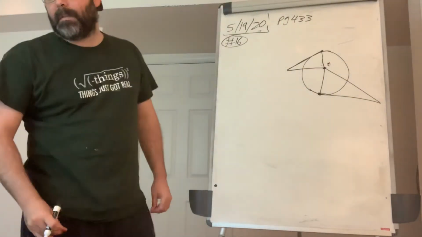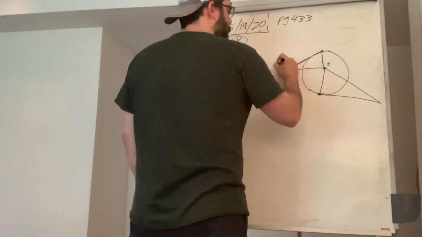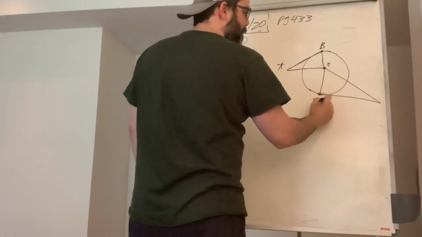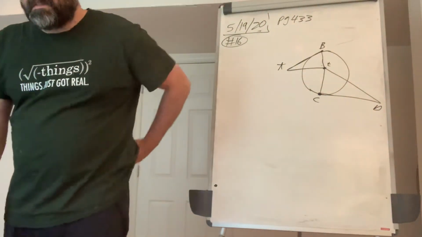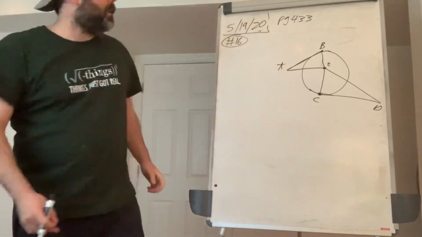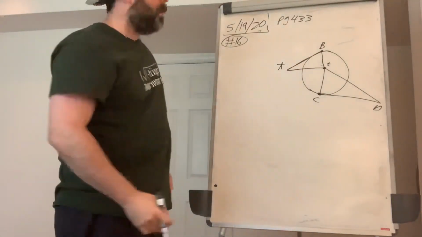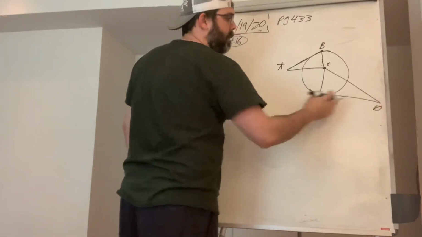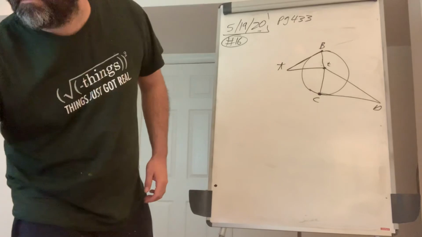Okay, we have circle T. This is A, B, C, and D. It's telling us that the segments AB and CD are tangents. So this is a tangent, and this is a tangent. Which means that, hold on.